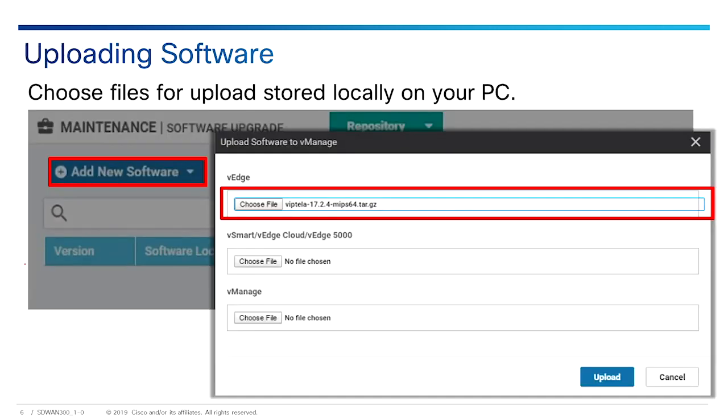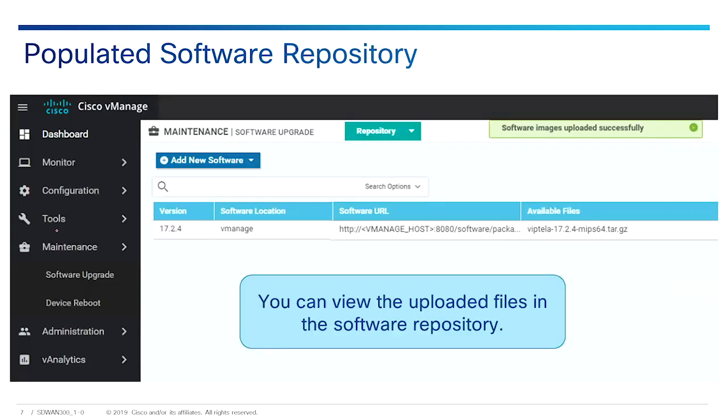To upload the software from Maintenance, go to Software Upgrades and click Add New Software. There's a big button. Then a pop-up window, as shown in the slide, is going to be displayed. You can select image files for controllers and vEdges. Then just click Upload in the bottom right of the window to start the upload, and the files will copy to the repository. Once it's uploaded, you'll see the files listed with their version number and what type of software they are.